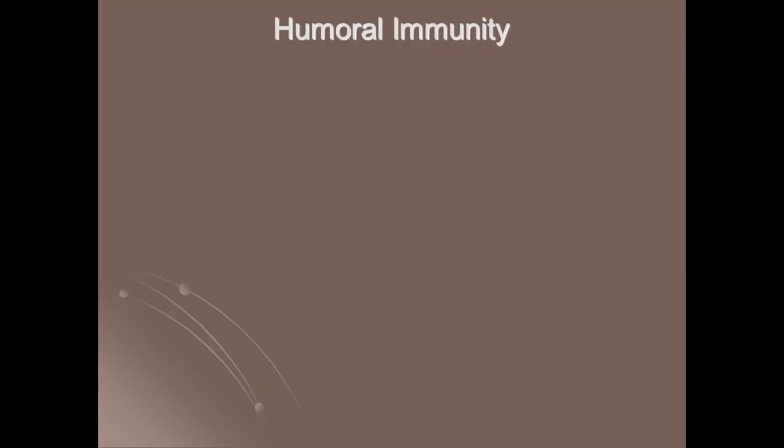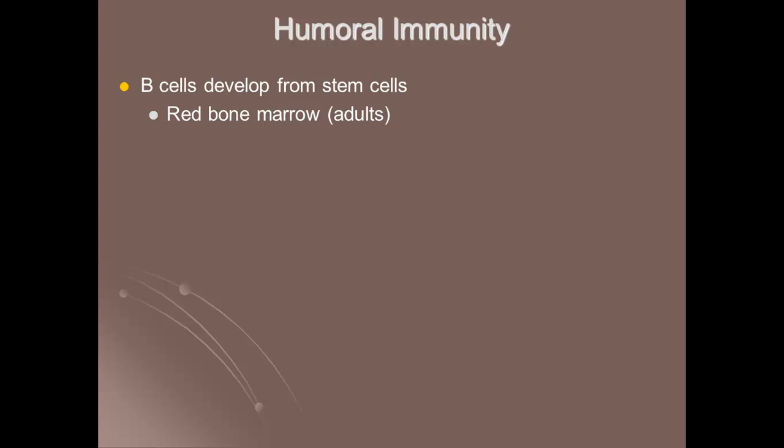Humoral immunity. B cells develop from stem cells. Normally in adults, they develop in the red bone marrow. In the fetus, they develop in the liver. B cells mature in the bone marrow. Once mature, B cells migrate to the lymphoid organs, so they travel to the lymph tissue and the lymph.